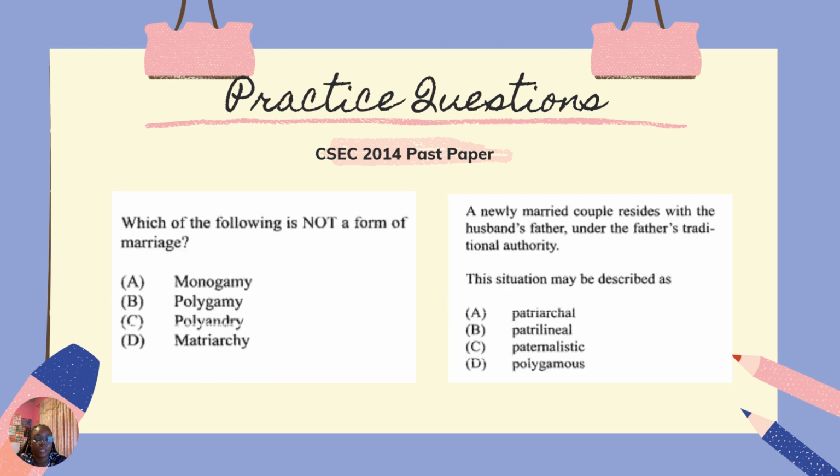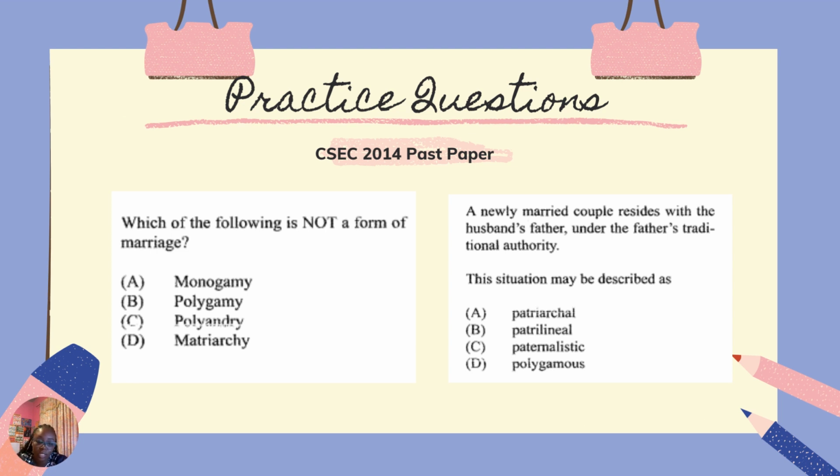The next questions are coming from the 2014 past paper. Which of the following is not a form of marriage? We have monogamy, polygamy, polyandry, and matriarchy. We know that monogamy is marriage with one spouse, one man and one woman. Polygamy, yes, it's a form of marriage because it is more than one spouse.